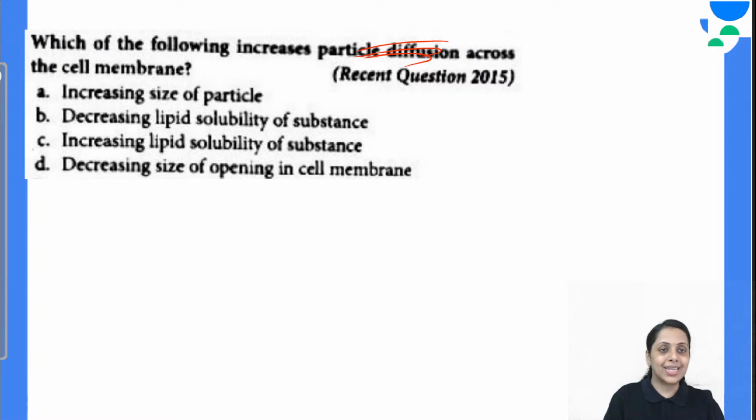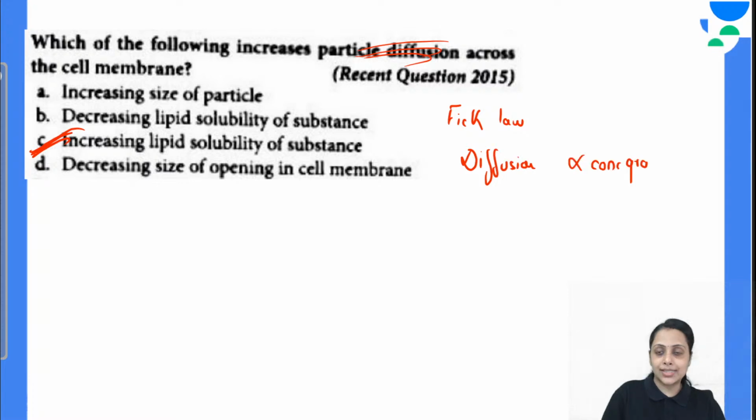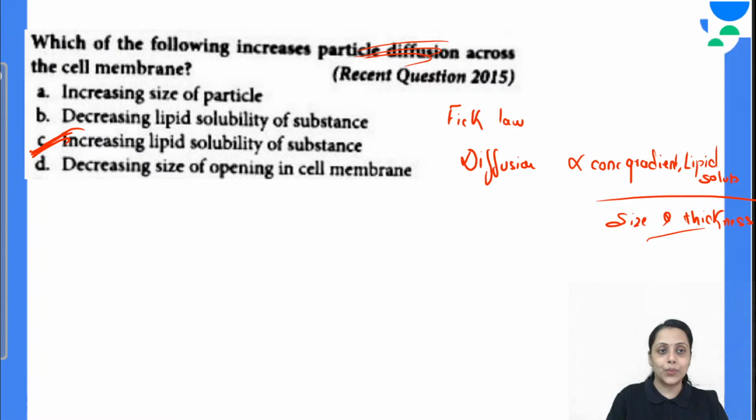The answer is increasing the lipid solubility of the substance, because of Fick's law. What does Fick's law state? It states that diffusion is directly proportional to the concentration gradient, directly proportional to the lipid solubility of the substance, and inversely proportional to the size of the molecule in the membrane. So that's why the answer is only and only C.